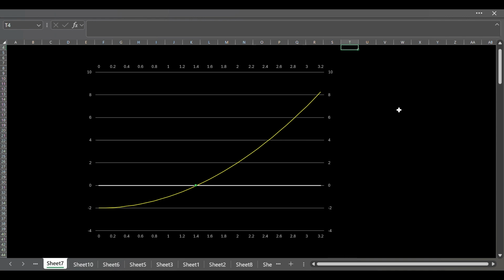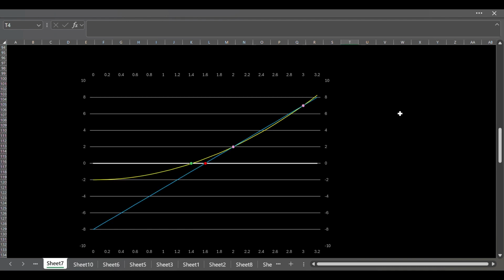So, okay, here we have the curve, and we're looking for the green dot, the place where the curve intersects the x-axis. So how would we do that? Well, we need to find 2 points. These are the pink points there. 2, 2, 3, 7. We calculate the slope, which is 5. And then we find the value of the red dot, which is 1.6.